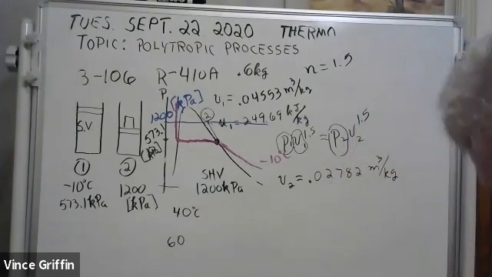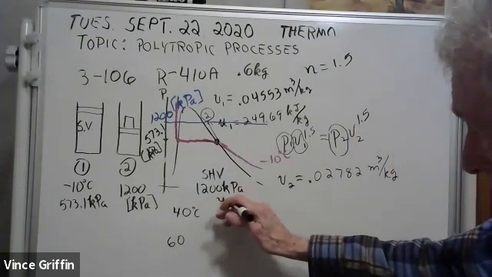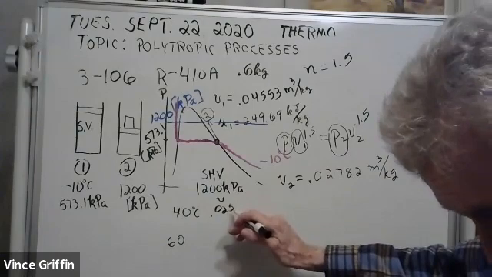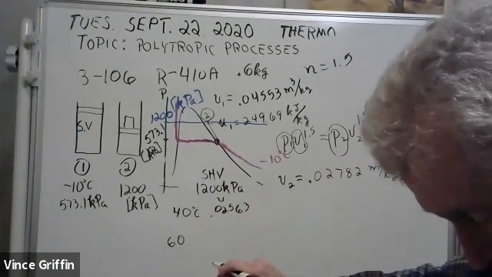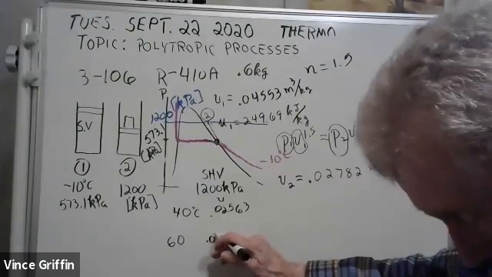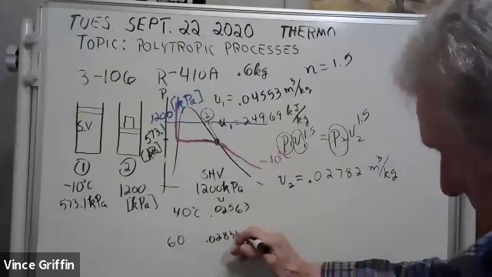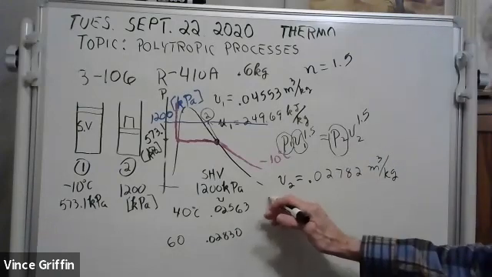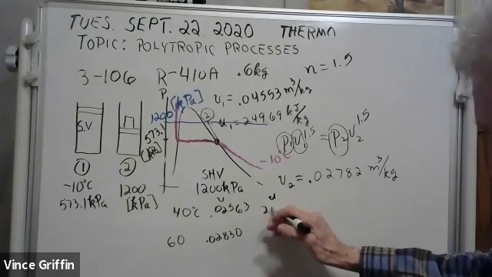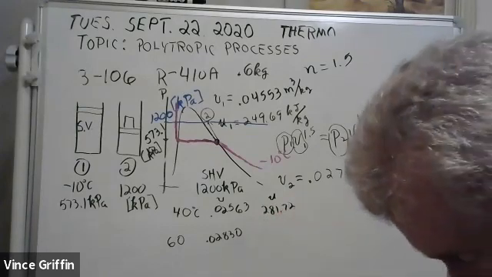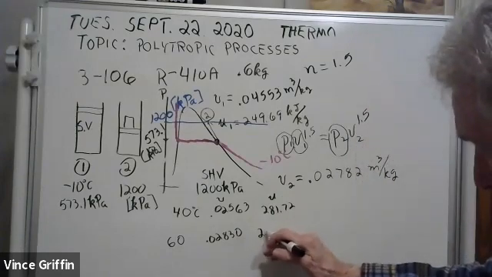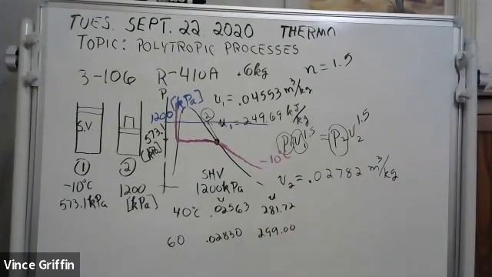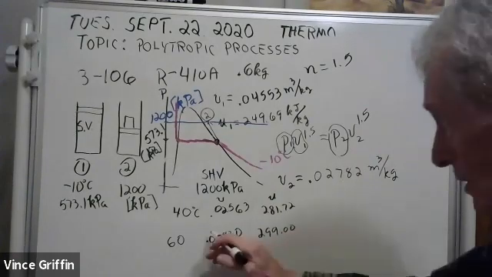The little V is 0.02563, and at 60 it's 0.02830. And the little U, if you needed the U, is 281.72 and 299.00. Okay. And see, what we want is 0.02782.